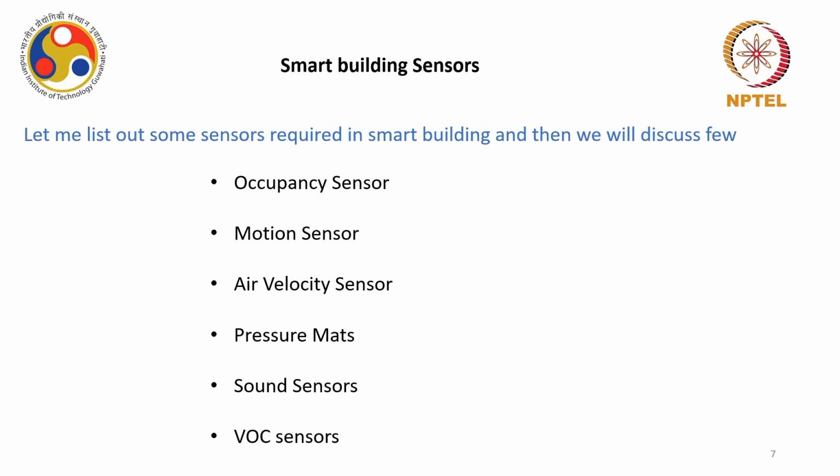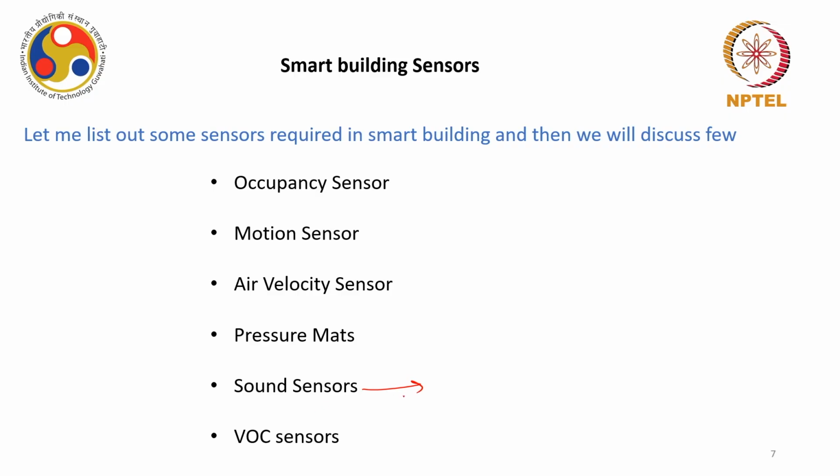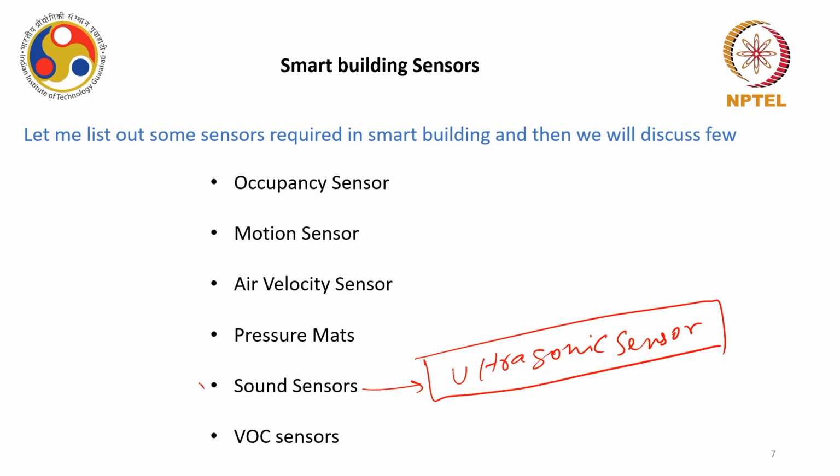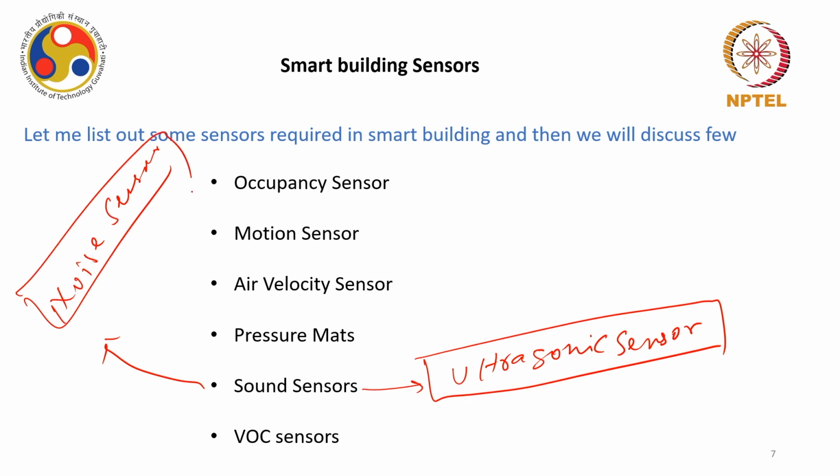Then sound sensors are very important for the comfort of the occupant inside the building. You can also relate it to, say, ultrasonic sensors, or to noise sensors. There are slight differences among them, but sometimes they are used for similar applications. Then you have VOC sensors, for volatile organic compounds. Detection in an indoor environment is very much crucial.